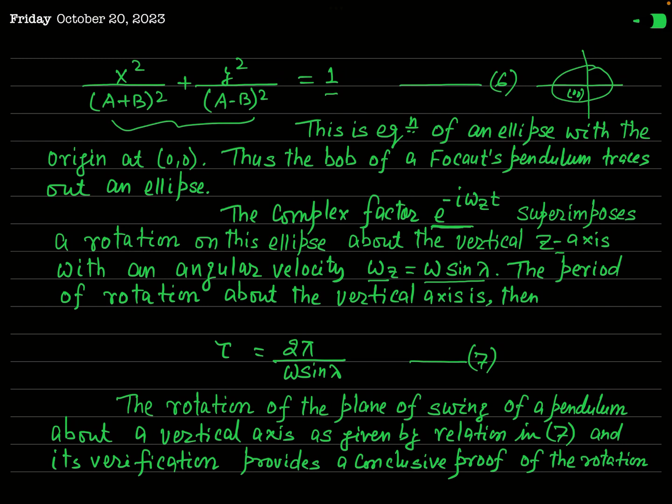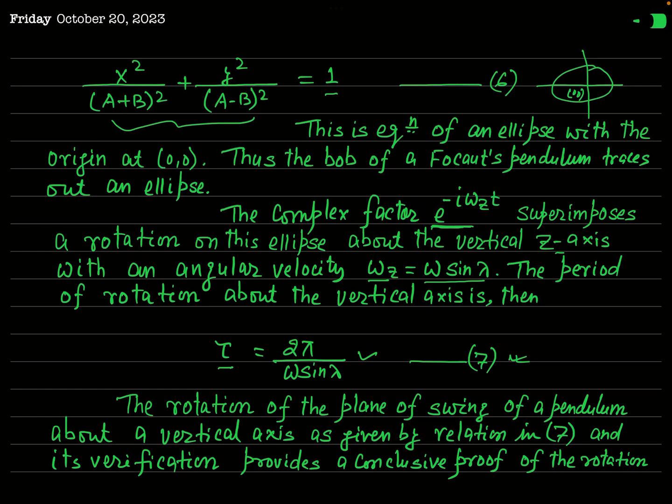So the period of rotation about the vertical axis, if it is denoted by tau, that will be 2 pi divided by omega sine lambda. Okay. So this equation 7 actually gives the rotation of the plane of swing of pendulum about the vertical axis as it is indicated in this equation 7.